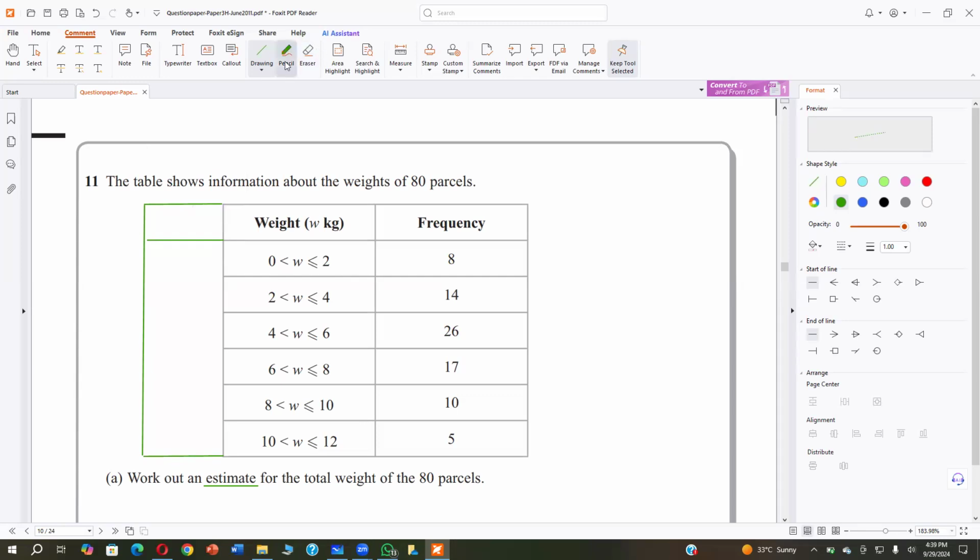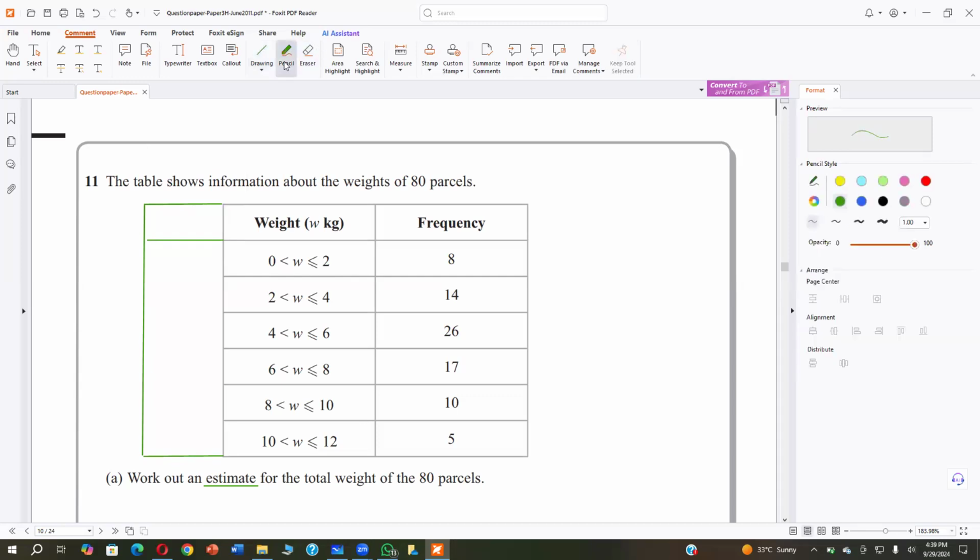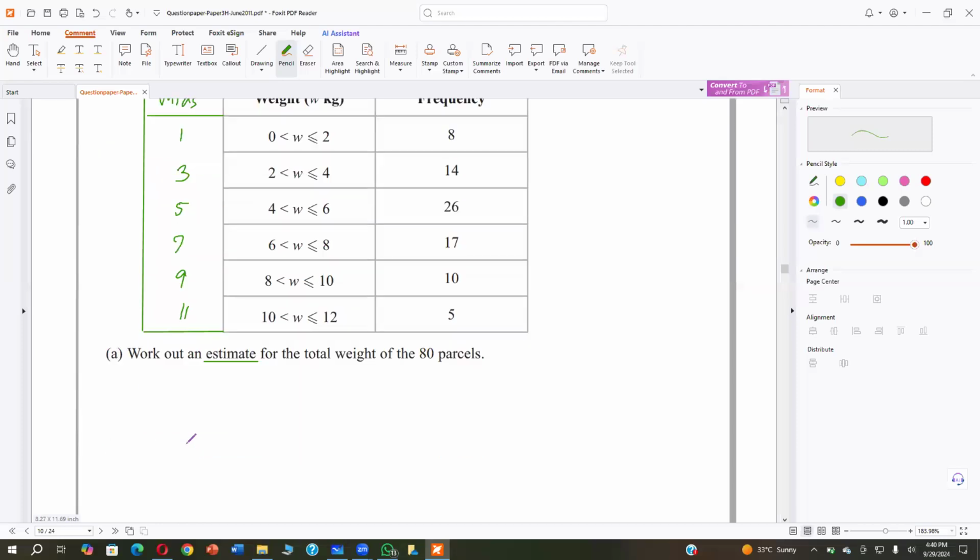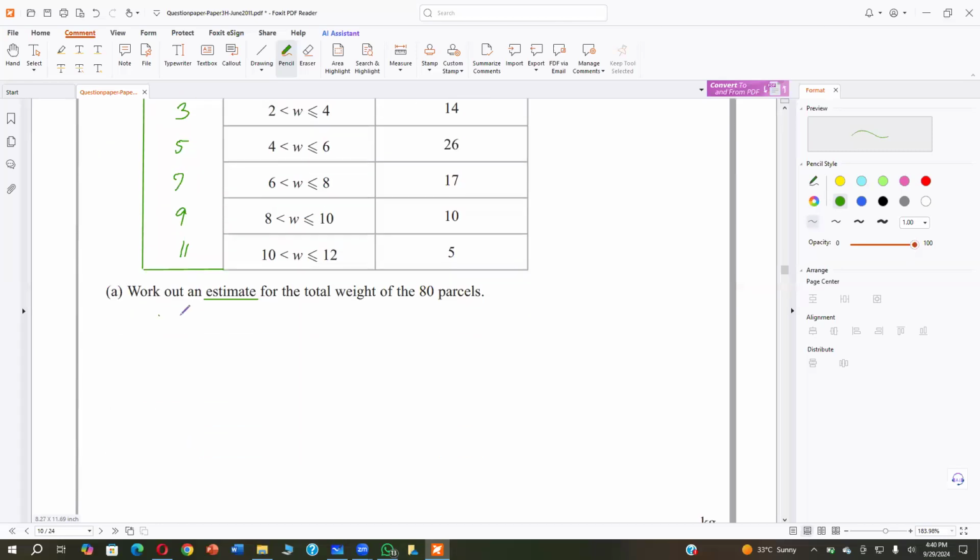So now I'm trying to put the mid values here. This is 1, this is 3, this is 5, this is 7, this is 9, this is 11. So I was thinking to use this as my sigma fx. This is the total weight of the 80 parcels.